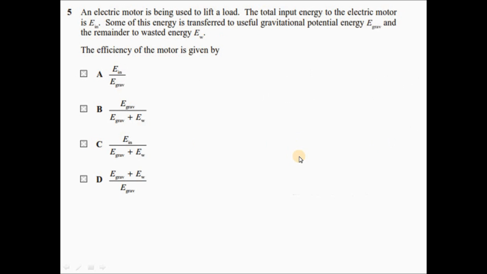Question number 5. An electric motor is being used to lift a load. The total input energy of the electric motor is E in. Some of the energy is transferred to useful gravitational potential energy and the remainder to wasted energy E W. The efficiency of the motor is given by, efficiency is output energy, energy out divided by energy in.